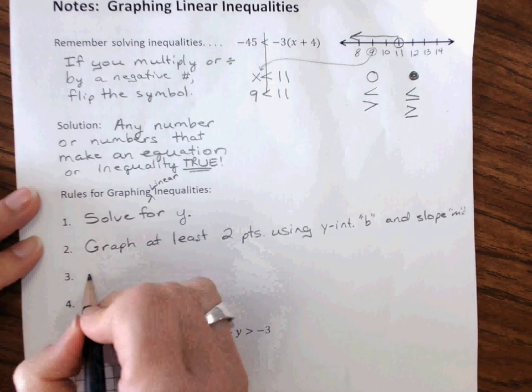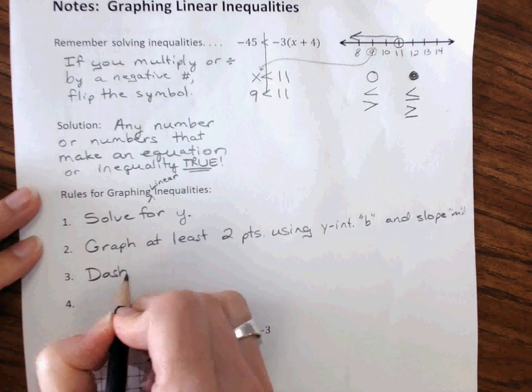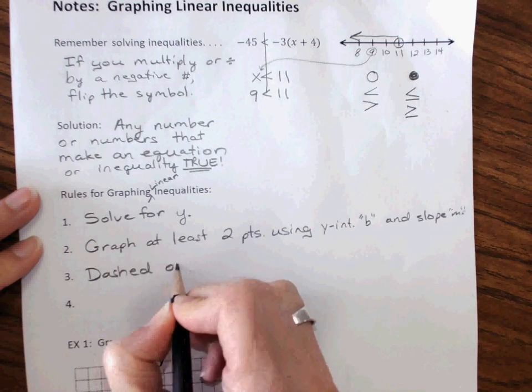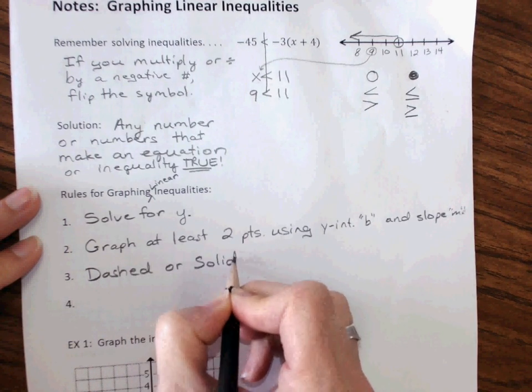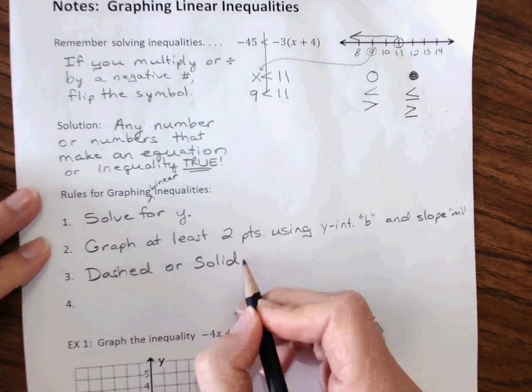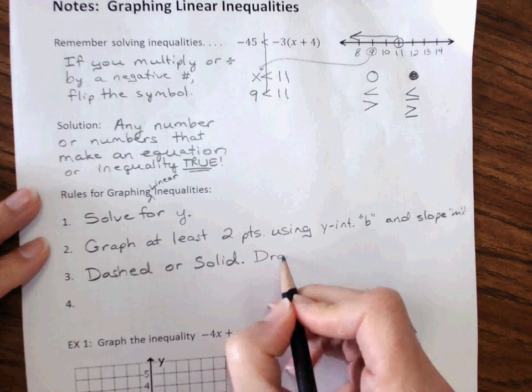Okay, step 3 is we have to determine whether our line is going to be dashed or solid. And you'll see more what I mean by this in a second, and then we're going to draw the line.